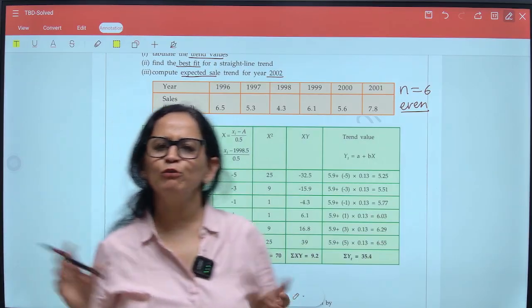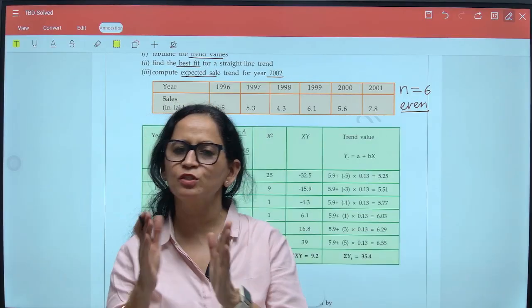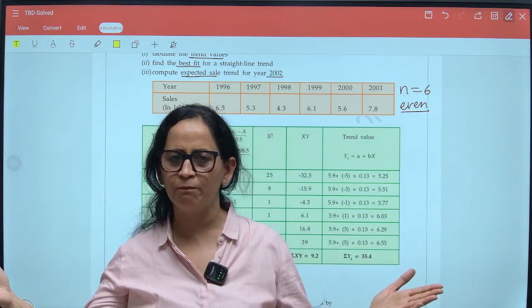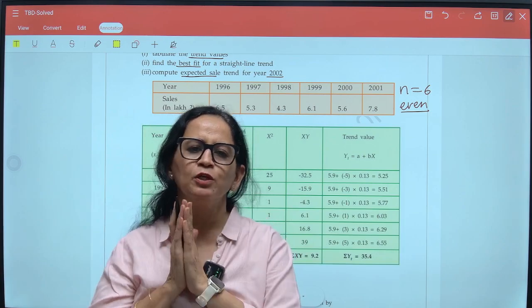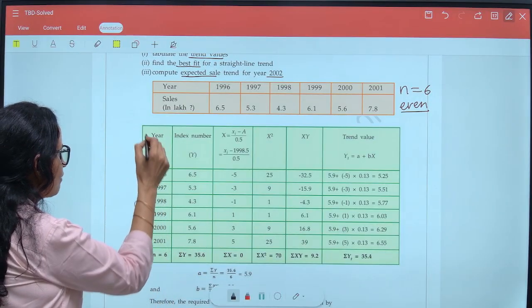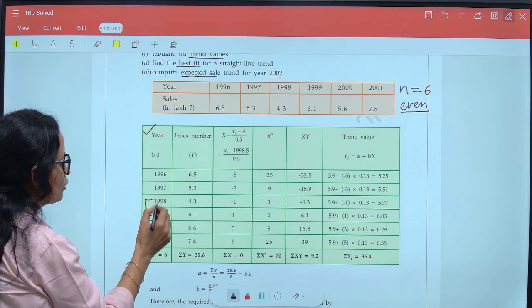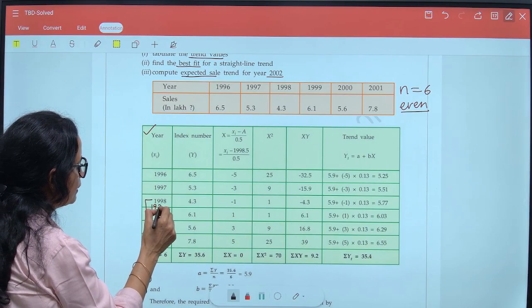Remember how you used to find the median. If there is a center value, that becomes a median, but if there is no center value, there are even number of numbers, then the average of the middle two becomes the median. So similarly, out of all these values for x for the year, the center two are these, and the average of these two becomes 1998.5.